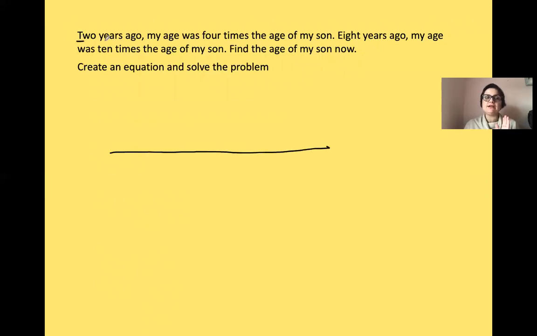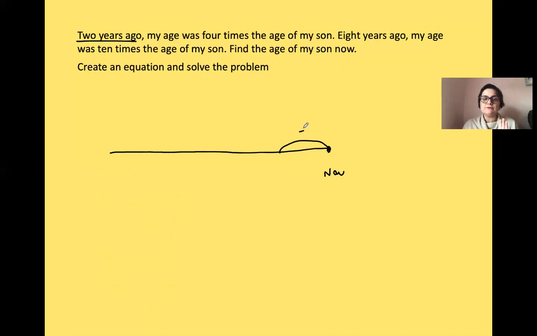So it says 2 years ago. If we think of where we are now, this is now. My age was 4 times, so 2 years ago. So it's going to be 2 years ago.